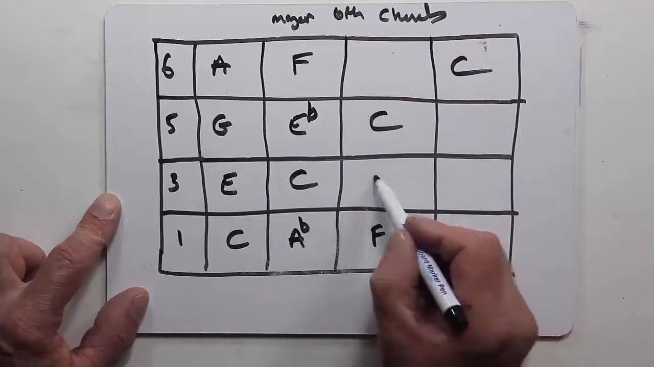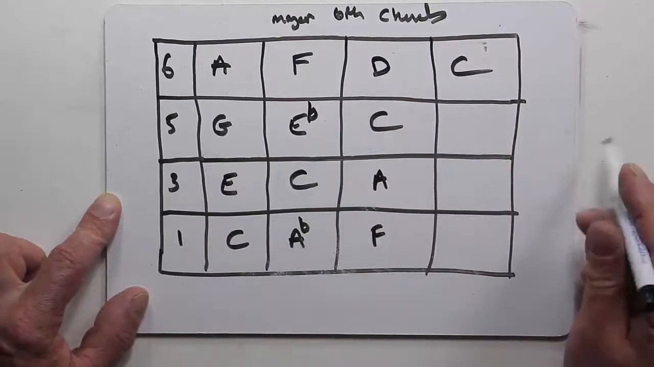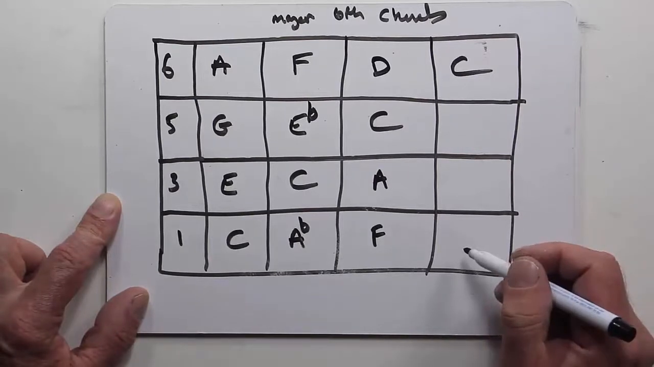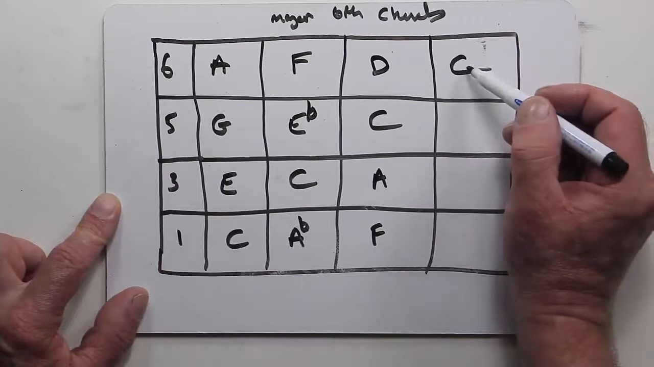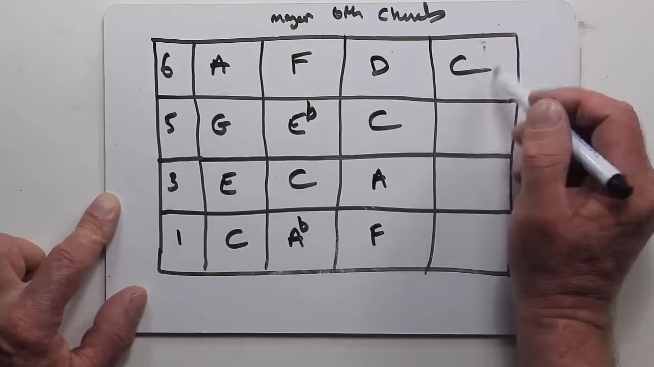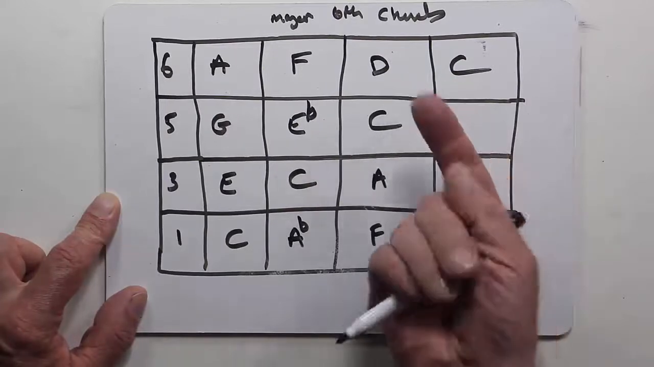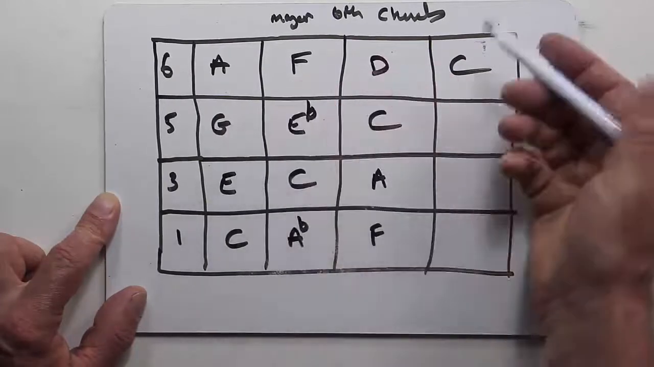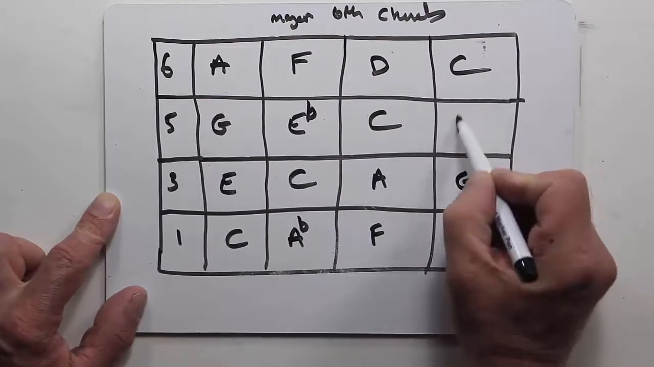So that would be F, A, C, D. That one's pretty easy. What about this one here? Well, C is the 6th note of E, some kind of an E, isn't it? Because if you go from 6 to root, which would be C, D, E, it's obviously some kind of an E. So you've got E, G, B.